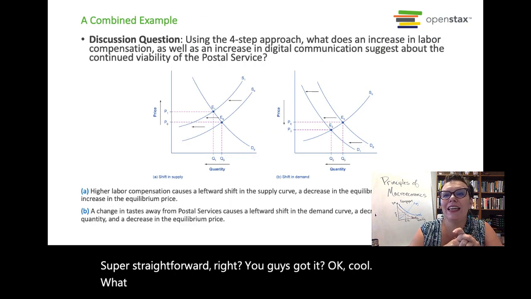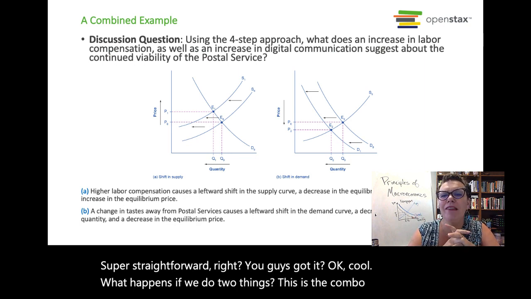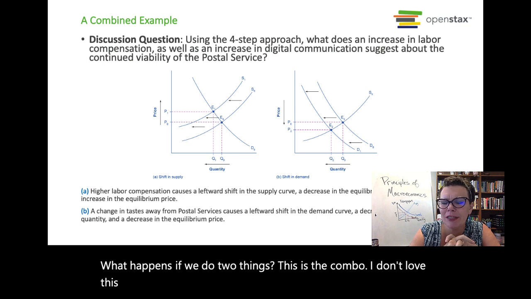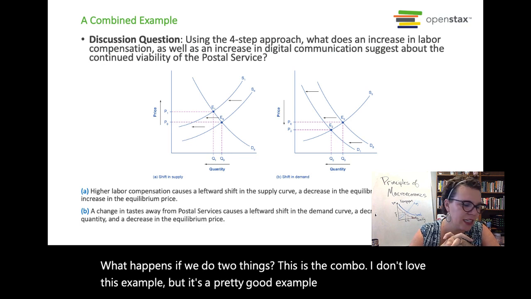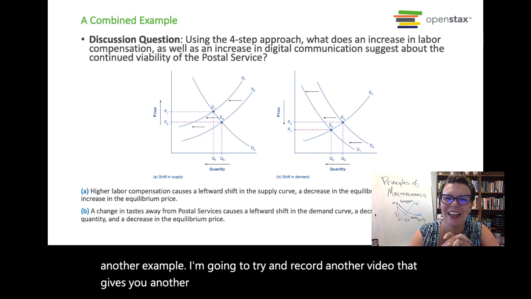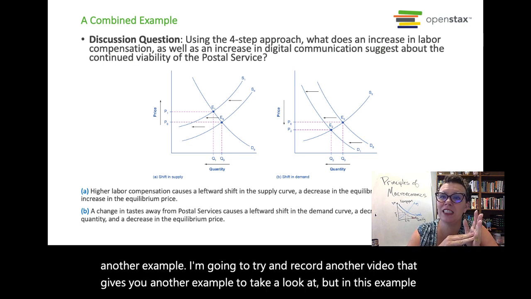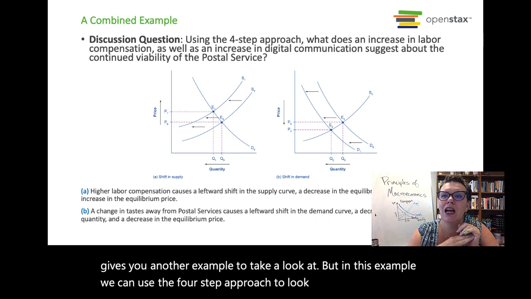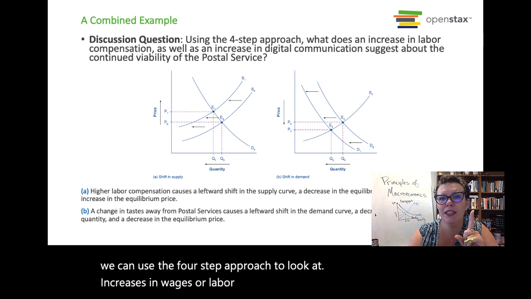What happens if we do two things? This is the combo. I don't love this example, but it's a pretty good example. I'll give you guys another example. I'm going to try and record another video that gives you another example to take a look at. But in this example, we can use the four-step approach to look at increases in wages or labor compensation and an increase in digital communication.